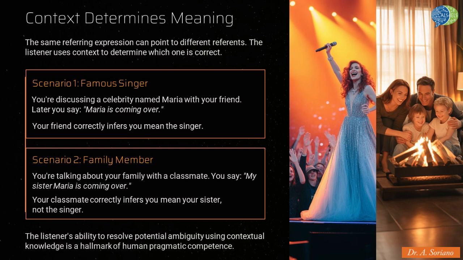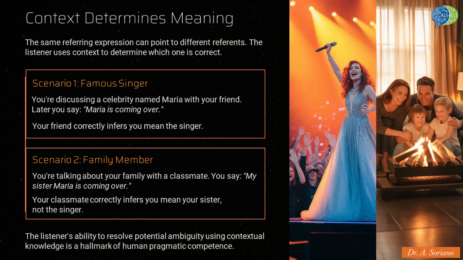This slide perfectly illustrates why words don't refer, but people and context determine meaning. The core idea is that the same referring expression can point to different referents, and the listener uses context to figure it out. Let's look at the two scenarios involving the name Maria. Scenario 1, famous singer. If you were just discussing a celebrity named Maria, and then you say, "Maria is coming over," your friend correctly infers you mean the singer. The context of the celebrity discussion locks in the referent.